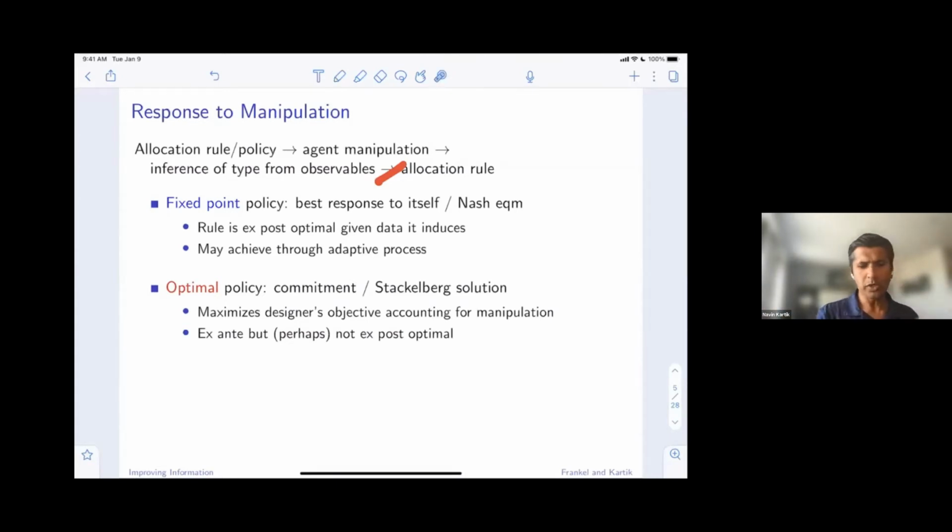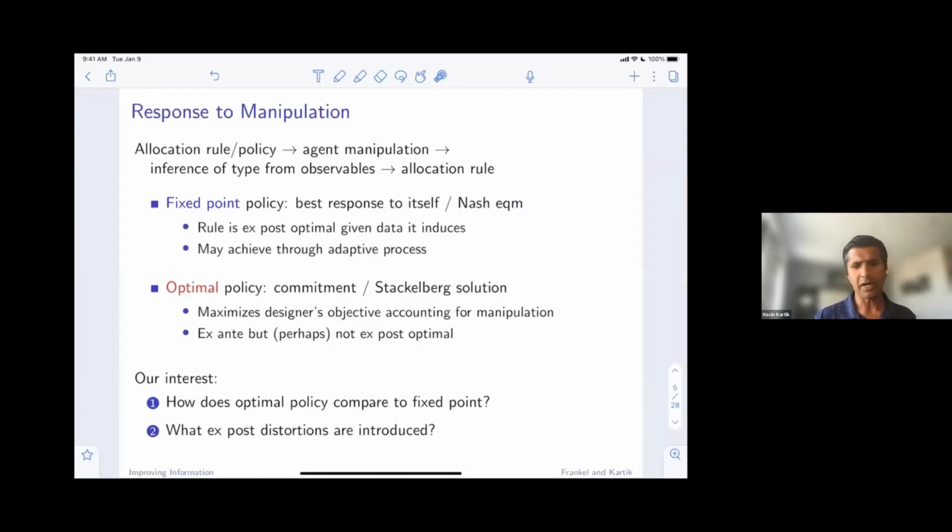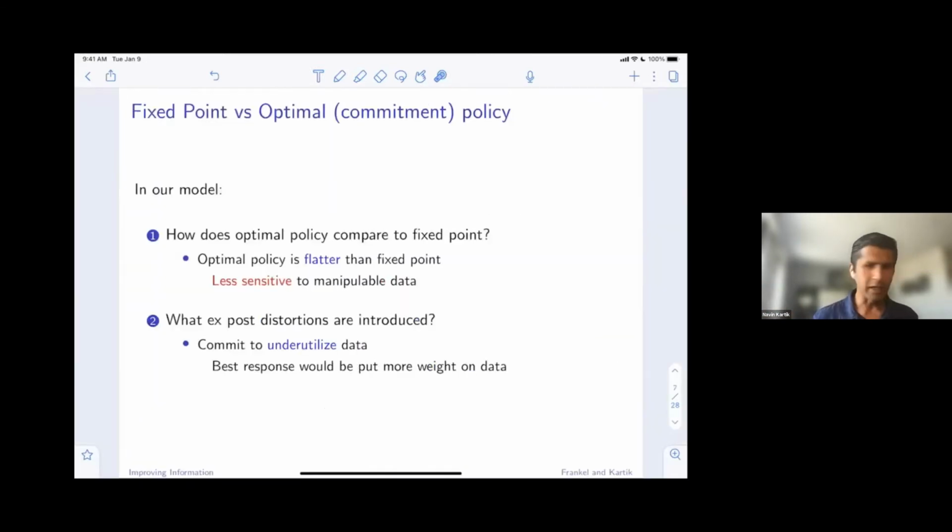Okay. So what we are interested in doing in this paper is comparing these two, specifically asking, how does the optimal policy, the commitment solution, compare to the fixed point policy? Okay, and what kinds of ex post distortions are induced by the optimal policy relative to the fixed point policy? So that's what we do.